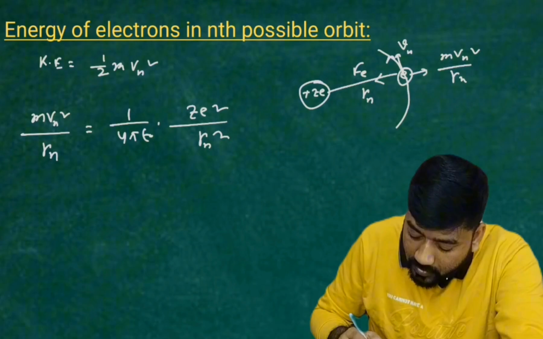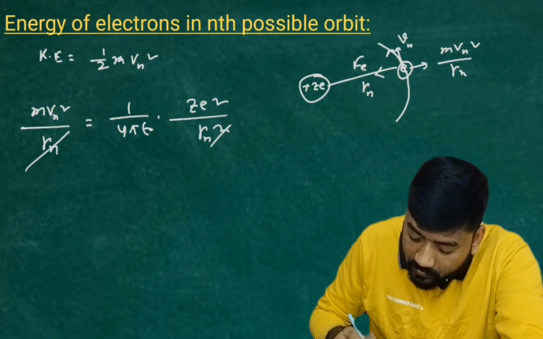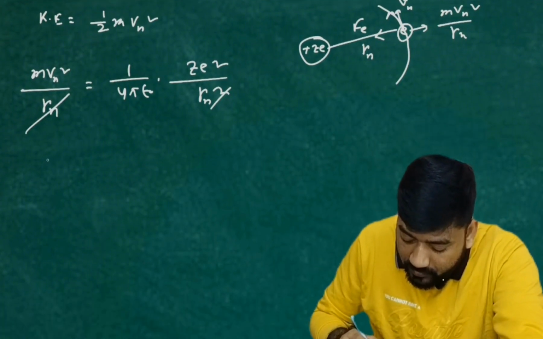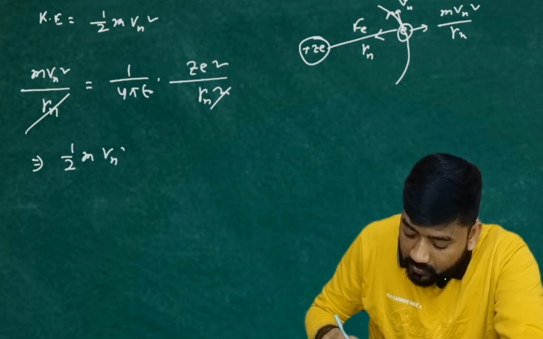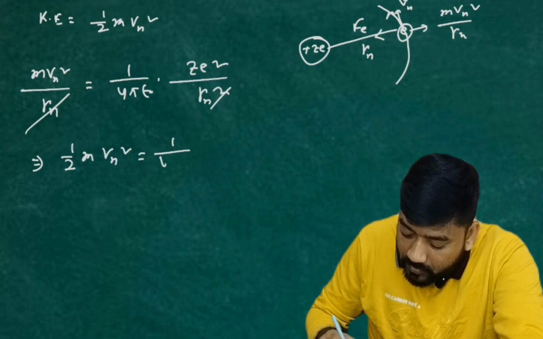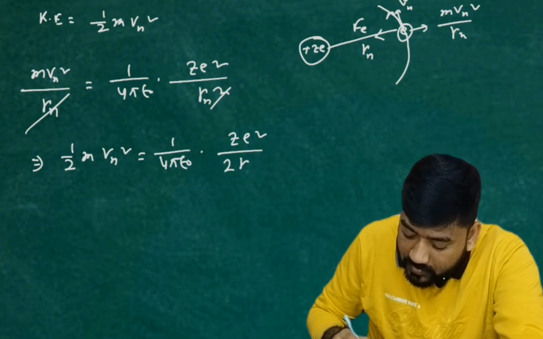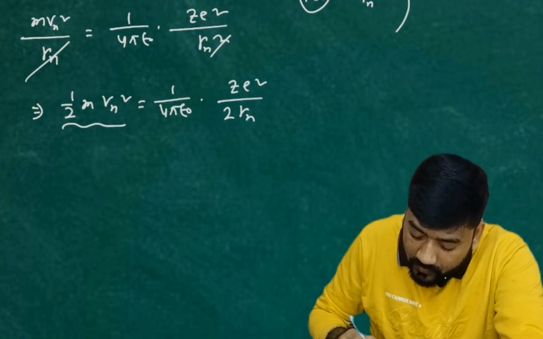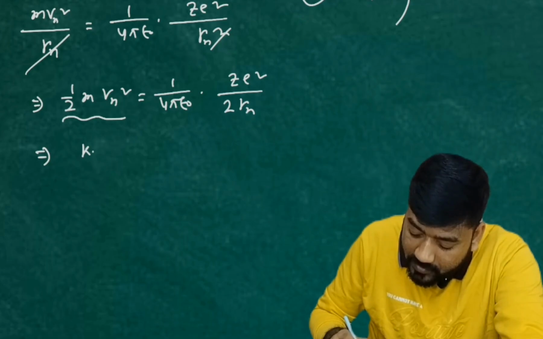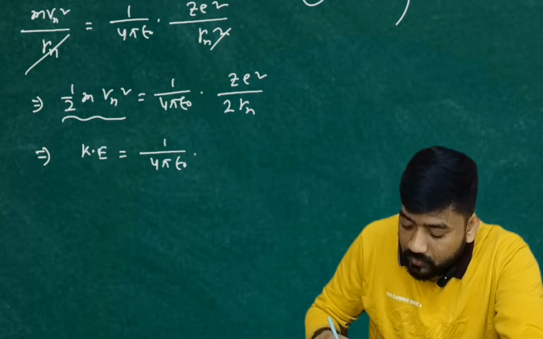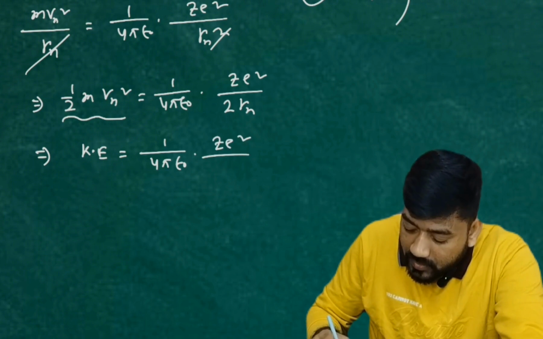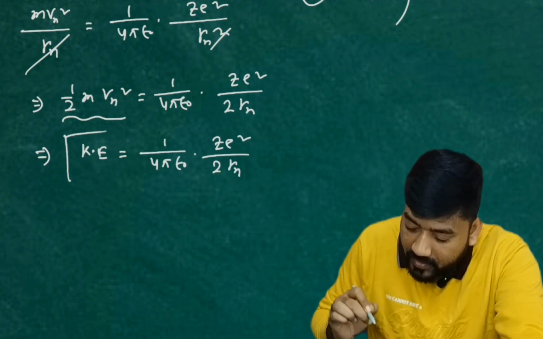Now if you cancel one Rn and multiply by half, it will be just half m Vn square equal to 1 upon 4 pi epsilon naught into Z e square upon twice Rn, and you can see this is basically the kinetic energy. So you can write easily that kinetic energy is equal to 1 upon 4 pi epsilon naught into Z e square upon twice Rn. So this is the expression for kinetic energy.